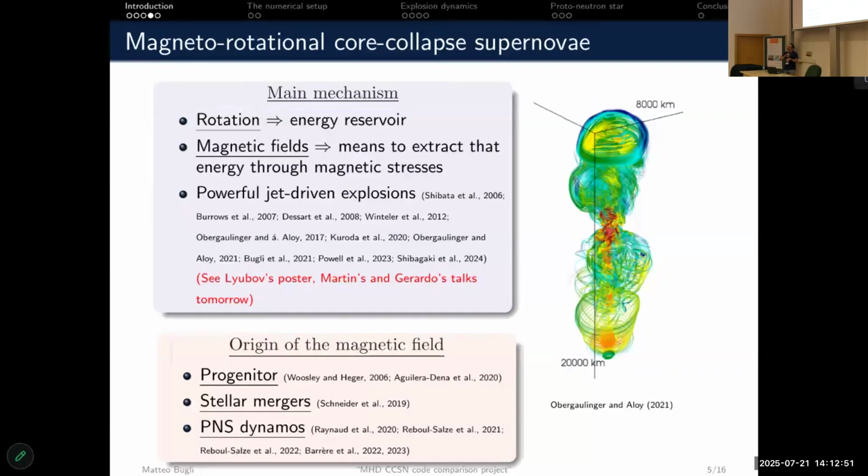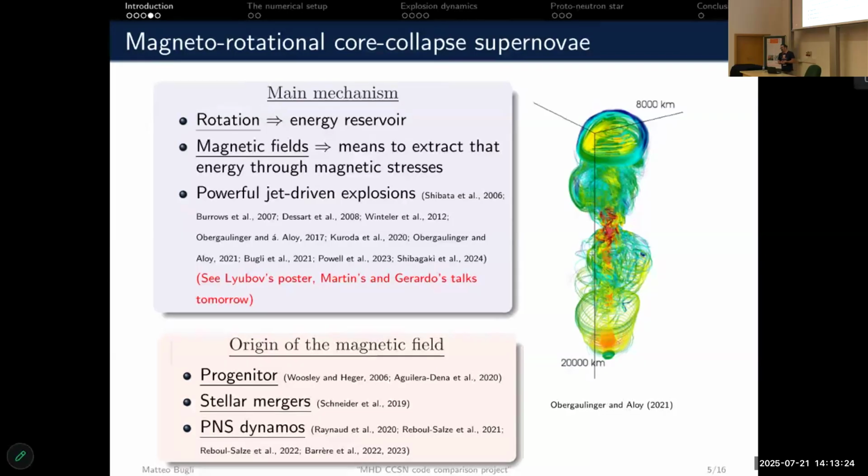I mentioned rotation and magnetic fields. When it comes to their origin, rotation inherently needs to come from the progenitor as a consequence of the lifetime of the massive star. But the origin of magnetic fields is even more uncertain, because having fast rotation and strong magnetic fields at the same time is not an easy task, just because one of the many things magnetic fields do very well is get rid of that rotation, that angular momentum, by magnetic transport.